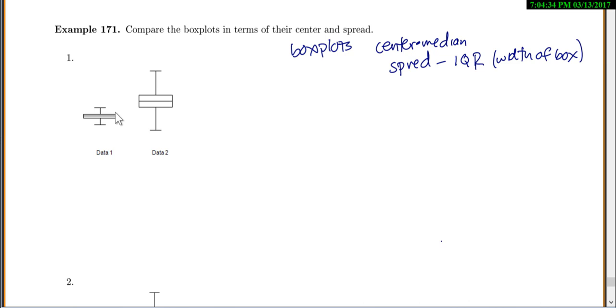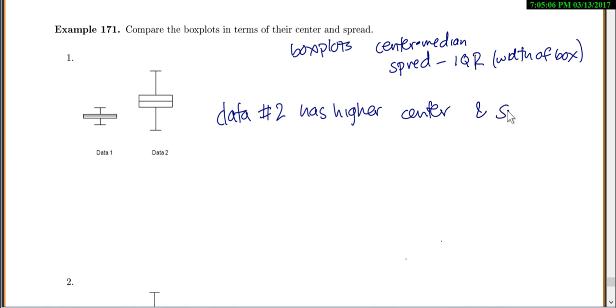So when you look at these two, your middle line inside the box is the median. So it looks like data 2 has a much higher center. The actual box plot is higher up. Not the bottom whisker, but the middle of it is higher. Okay. And what about spread? Which one is wider or more spread out? Once again, data 2 seems to be more spread out. So it has higher center and spread.